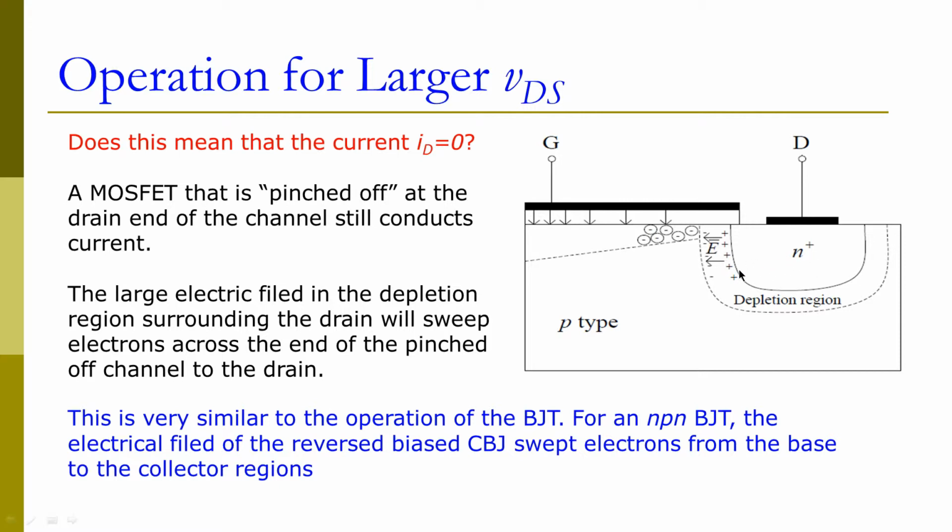This is exactly what happens in BJTs. Remember, in the NPN BJT, a similar thing happens: the electrical field of the reverse biased CBJ sweeps the electrons from the base to the collector region. And here, the depletion region close to the drain is able to sweep the electrons from here to the drain side. That's the way we still form the current, or the drain current.